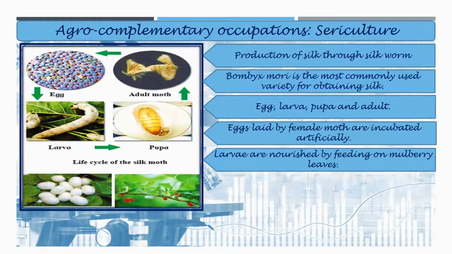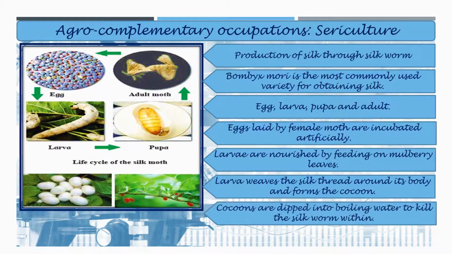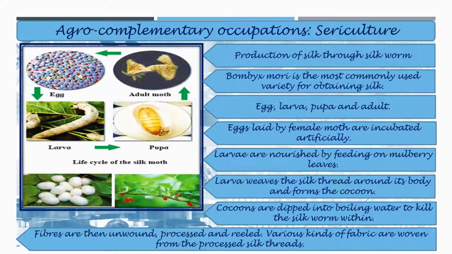And in the larval stage, the larva weaves the silk thread around its body and forms the cocoon. And this spherical cocoon is taken care of. And before the pupa turns into an adult, all the cocoons are dipped into boiling water to kill the silkworm within. And the boiling water also makes the silk fibers loose. And these fibers are then unwound, processed, and reeled. Various kinds of fabric are woven from the processed silk threads.